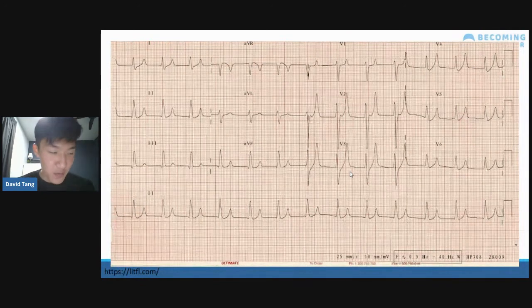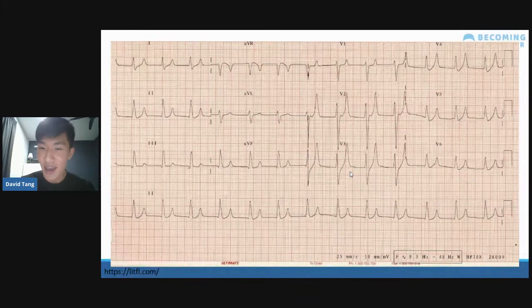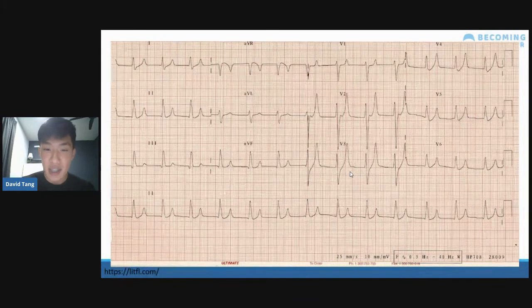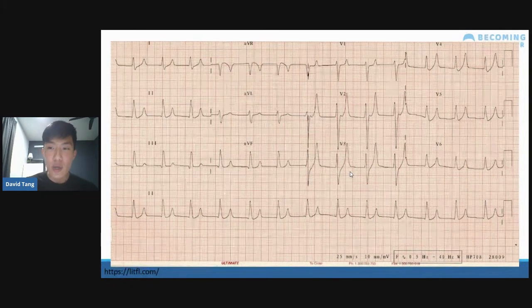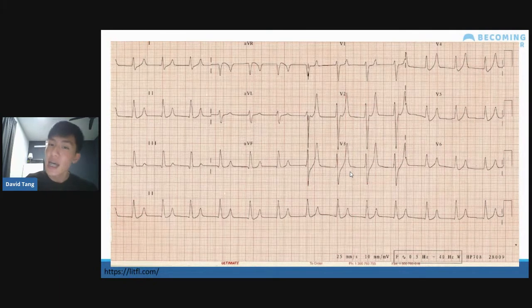Excellent. So first time's the charm. So we have someone saying that this is hyperkalemia. And for those who have not come to a conclusion of why this is hyperkalemia, we have tall tented T waves, best seen in V2, V3, wide QRS complexes, and absent P waves.